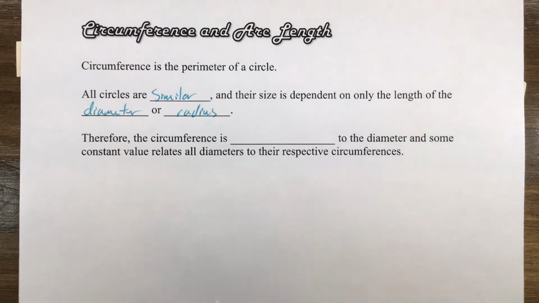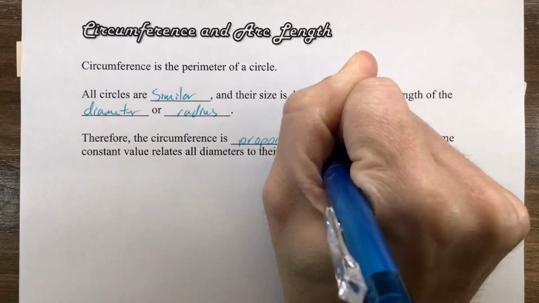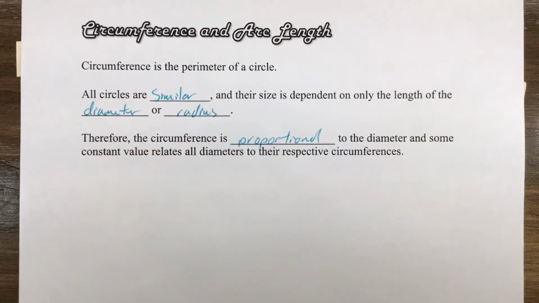Therefore, the circumference is proportional to the diameter, and some constant value relates all diameters to their respective circumferences. So I'm not going to discuss radius here. I'm going to focus on the diameter. But whatever the length of the diameter is and the circumference, they must be related by a scale factor. We're going to figure out what it is in just a second here.